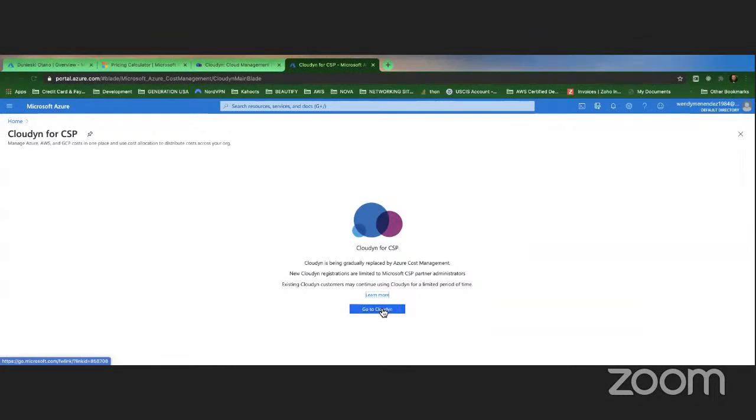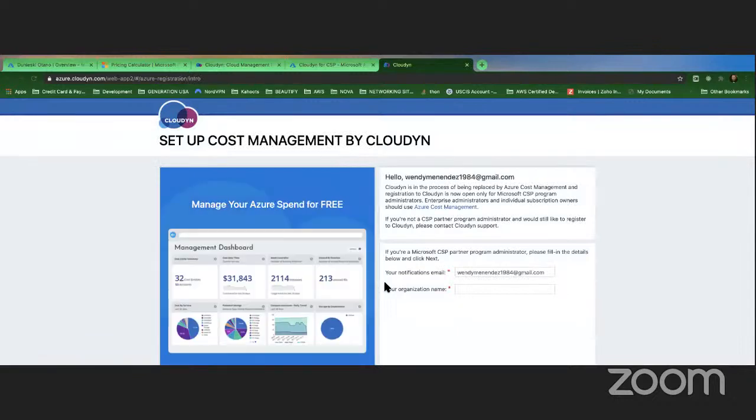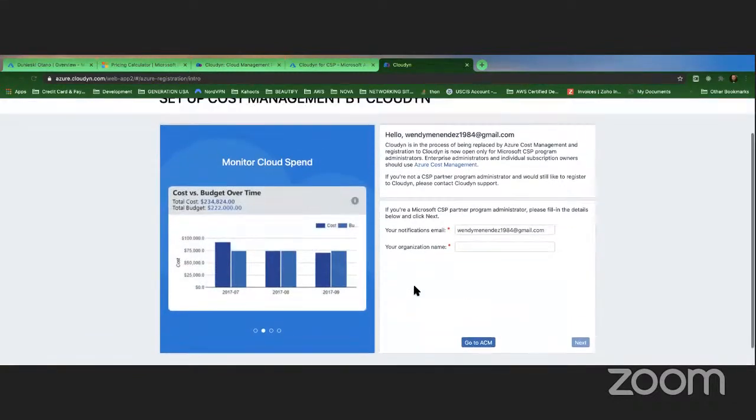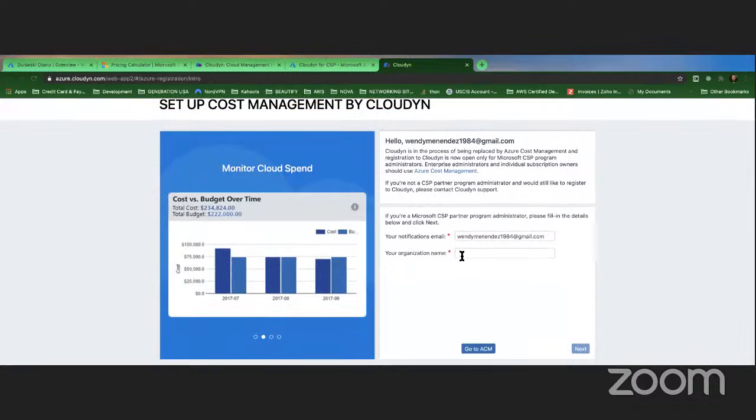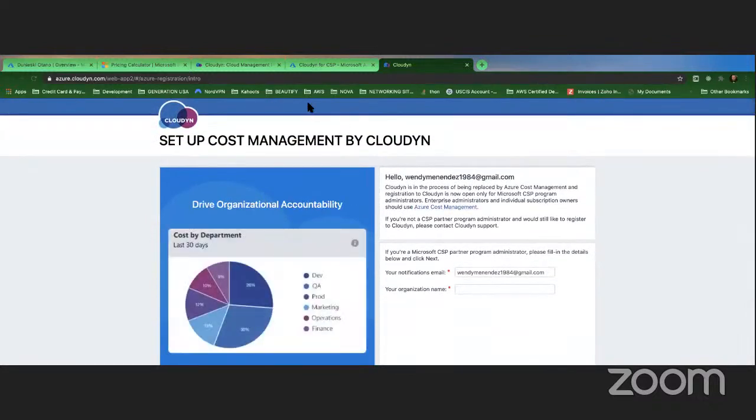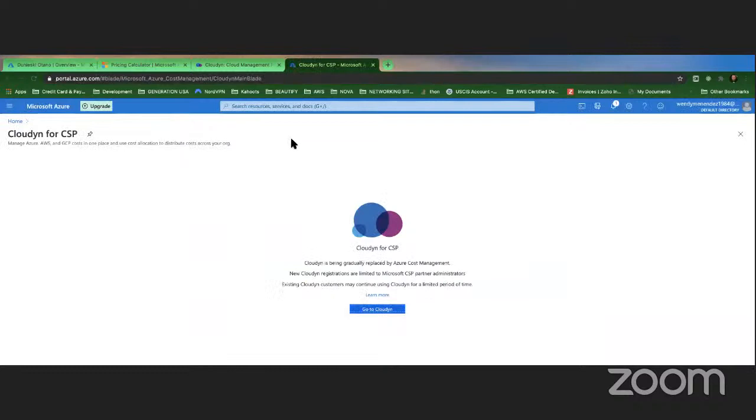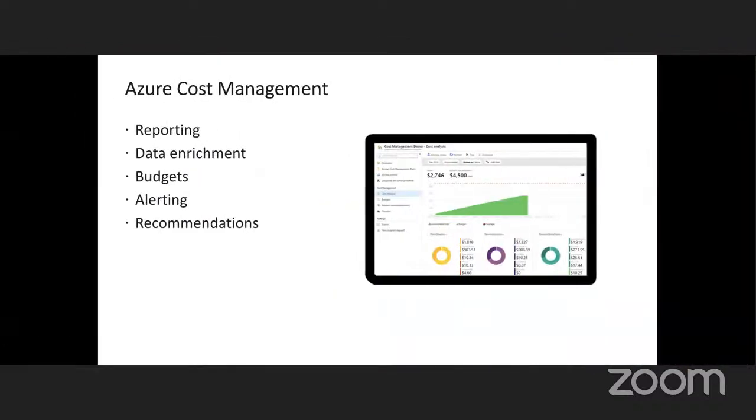Let me see how much this is a month. I don't have an organization. But guys, this is not free. That's the bottom line of this.